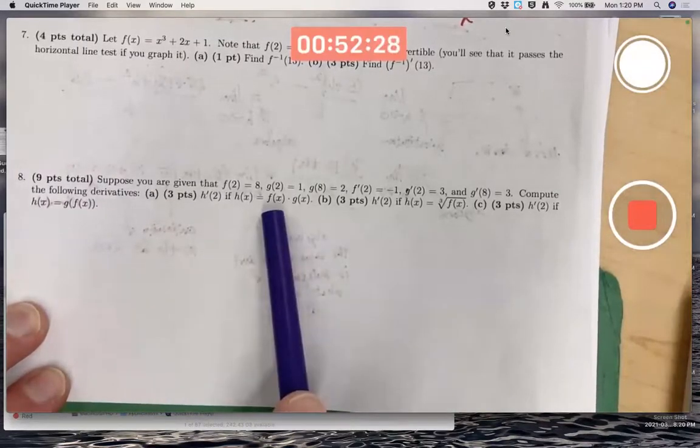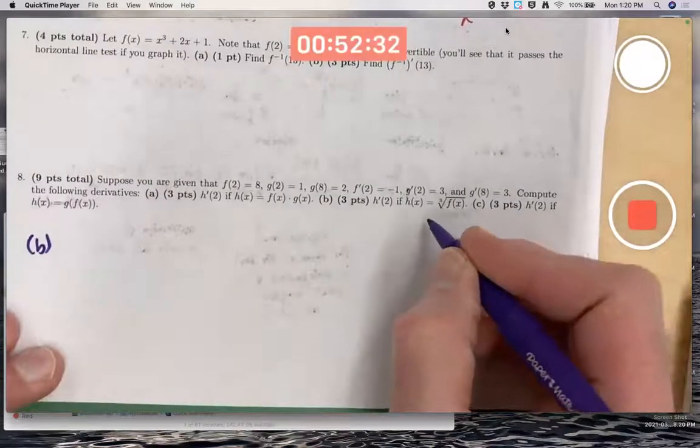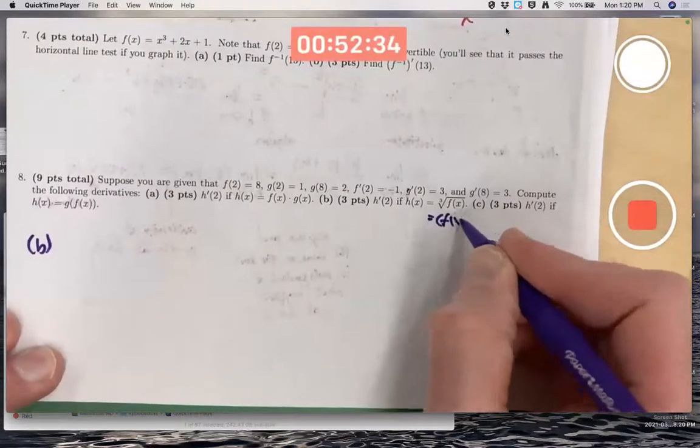This is the product rule. Let's just do B and C. This is the same as f of x to the 1/3 power here.